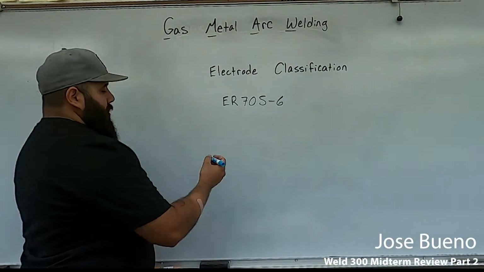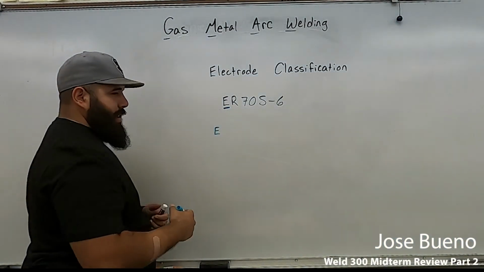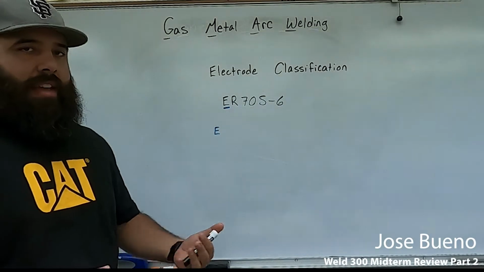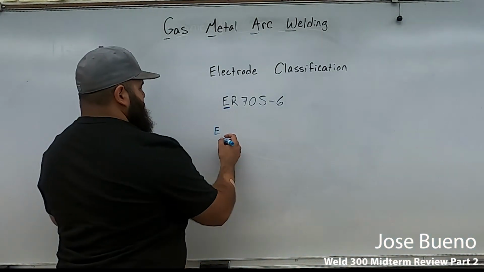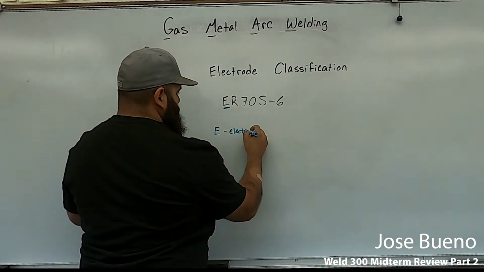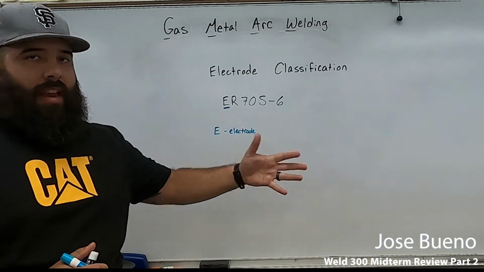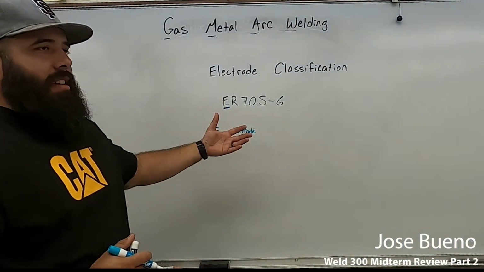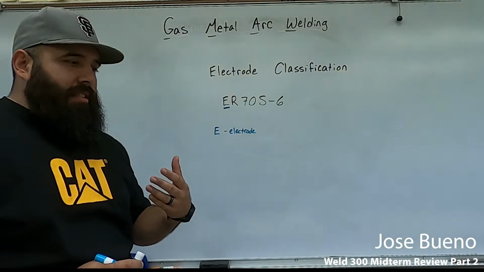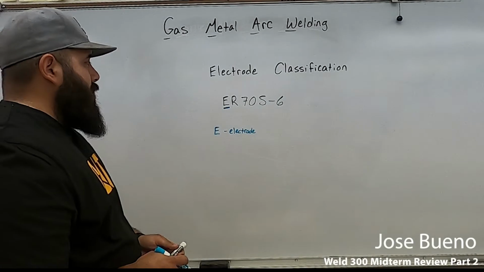Starting first with the letter E. The letter E is following the same pattern as the electrodes from SMAW. So E stands for electrode. Upon seeing the letter E with any electrode, it's telling us that we can use this to start and basically carry a welding arc for the weld.